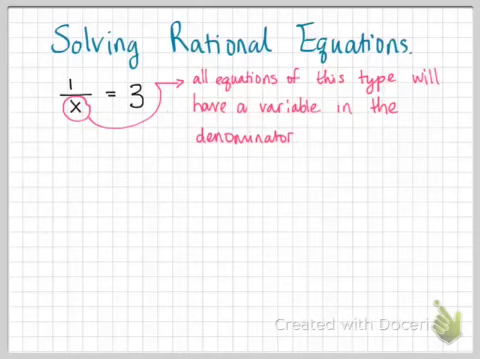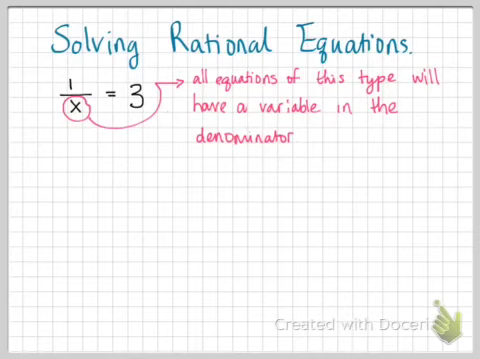Now that we're looking at the rational family of functions, we need to talk about solving rational equations. How you know that an equation is rational is that you will have a variable somewhere and it will be in the denominator. You'll have a variable that's on the bottom part of a fraction. So all equations of this type, all rational equations, will have a variable in the denominator.